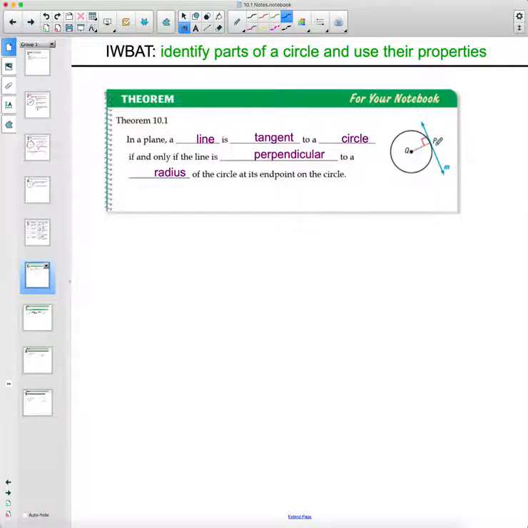Okay, so you'll know if it's tangent, it's perpendicular to the radius. Or if you see a line perpendicular to the radius, it's automatically a tangent. So this has to happen. If you see this, tangent, radius, perpendicular, those three things always go together. Tangent, radius, perpendicular.